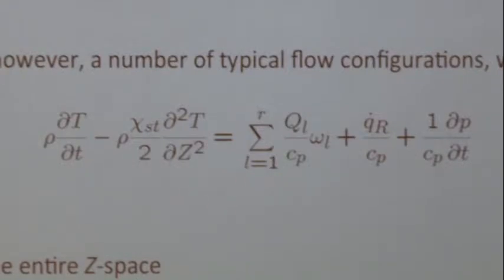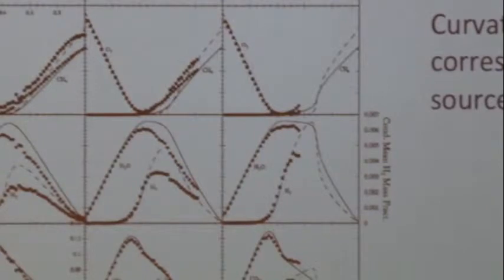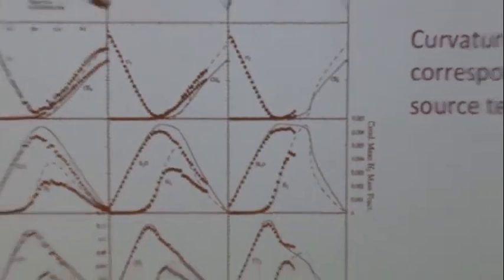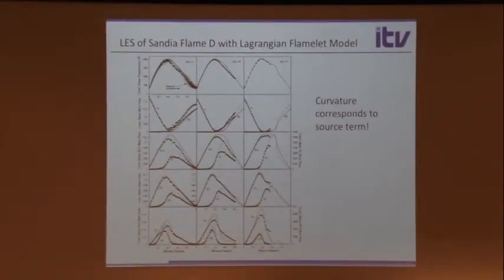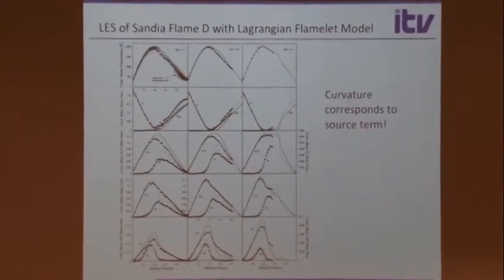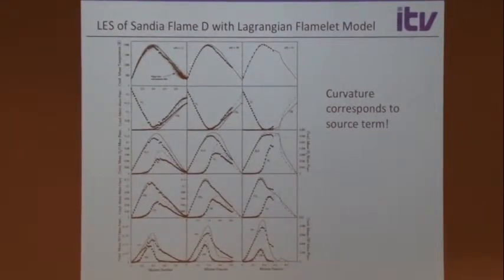You have negative curvature. If you plot mass fractions as a function of mixture fraction, then the curvature tells you what the chemical source term is. Okay? So you can do that with your experiments. I took some experiments here. This is from Rob Barlow at Sandia. This is the Sandia Flame D. Many people know this. This here is from a simulation we have done.